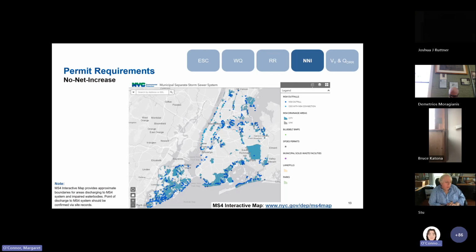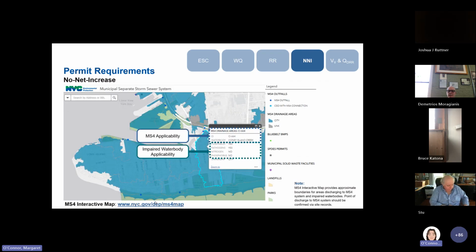If you are developing in an area where you think it might have a connection, or you don't have a connection to a combined sewer, then you want to check to see if your area is MS4, even if it's not on the map. The great thing about the map, if you are on it, is that it clearly identifies if the area discharges to an impaired water body. It identifies the impaired water body by name, and it tells you what the impairment is for.